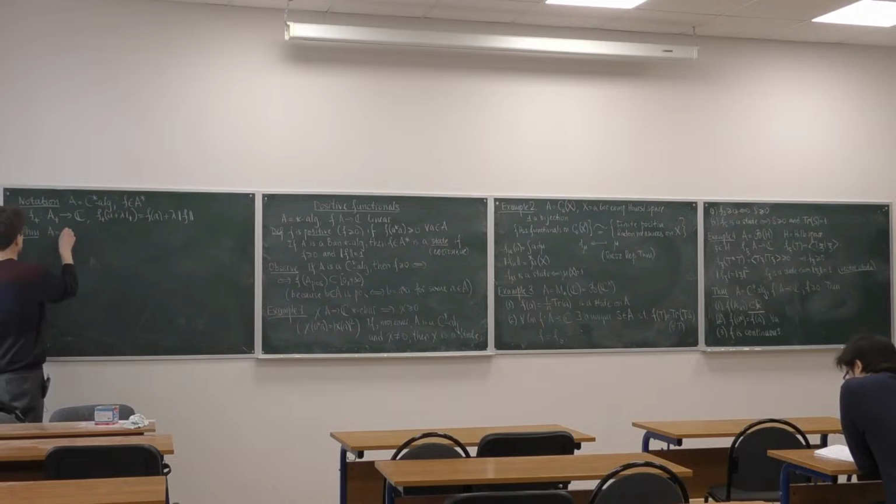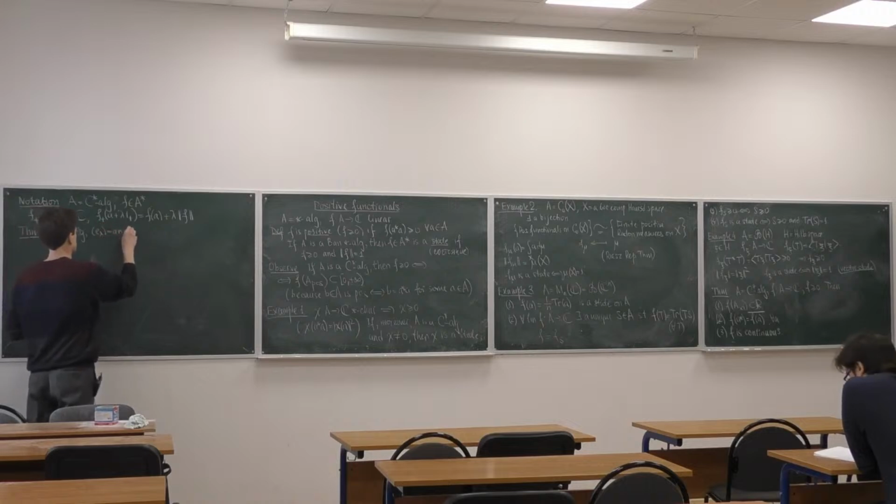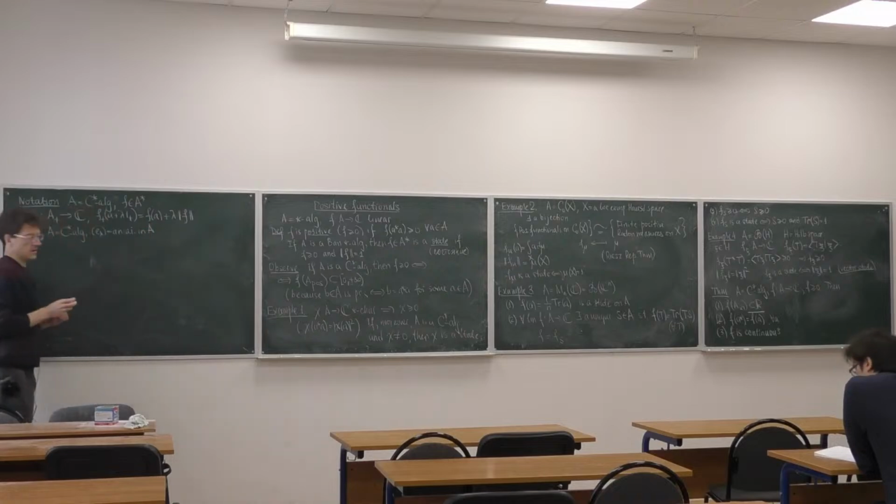So suppose that A is a C-star algebra, and let's take an approximate identity, E lambda, in A. Let's recall that when we speak of approximate identities in C-star algebras, we always assume by default that this approximate identity is positive. Its norm is bounded by 1, so in particular it is bounded, and it is monotone in the sense that if lambda is less than or equal to mu, then E lambda is less than or equal to E mu.